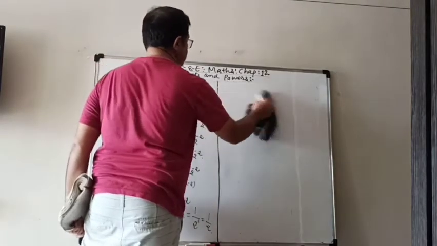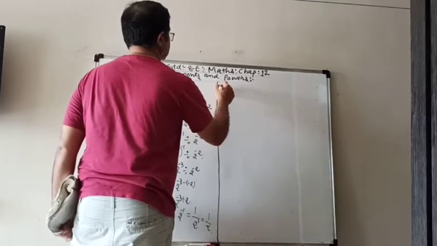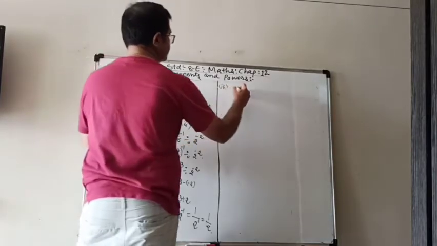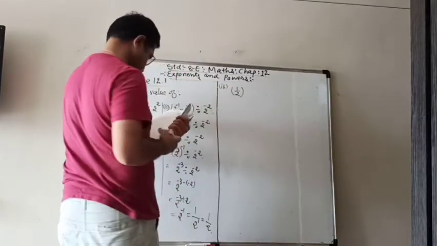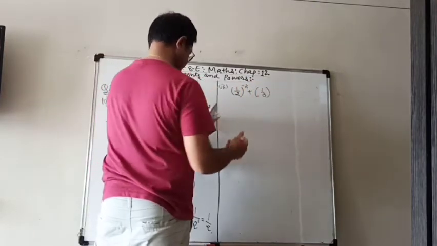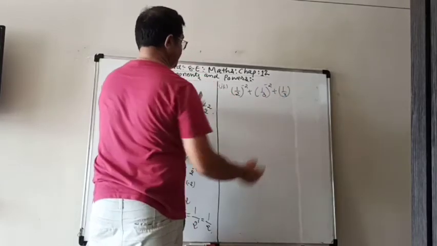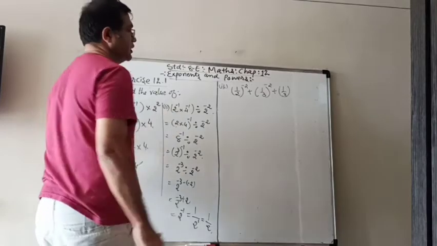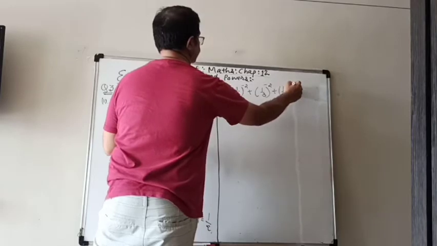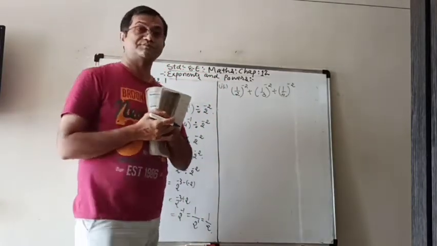Now, third sum. 1 by 2 raised to minus 2, plus 1 by 3 raised to minus 2, plus 1 by 4 raised to minus 2. It looks very difficult, but it is very, very simple.